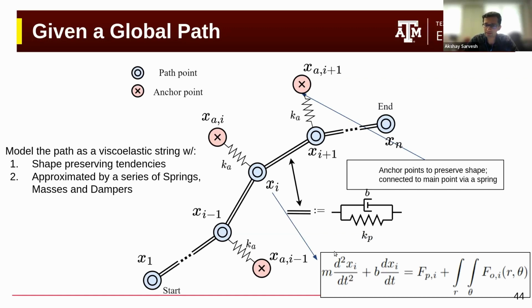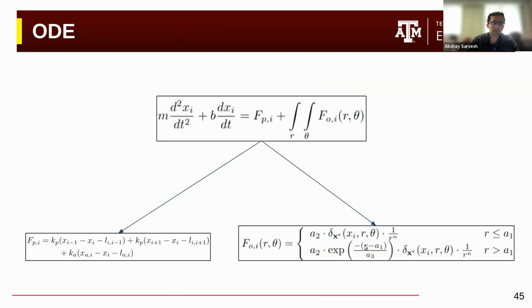The path points are simulated by this equation right here. Again, I don't want to get a whole lot into the math here. The ODE that describes the motion of the path is described here. We saw that in the previous slide. The path force is given by this equation here, which is inspired by the linear spring relation. And finally, the obstacle force is also inspired from the reshaping local path planner, where we have a force emanating from obstacles that looks like this.